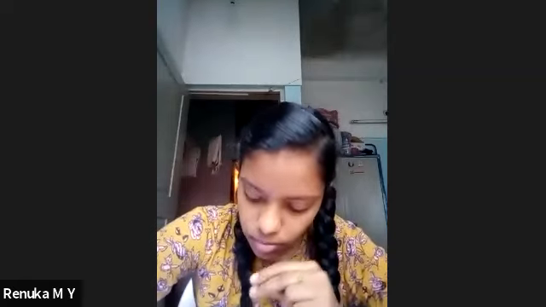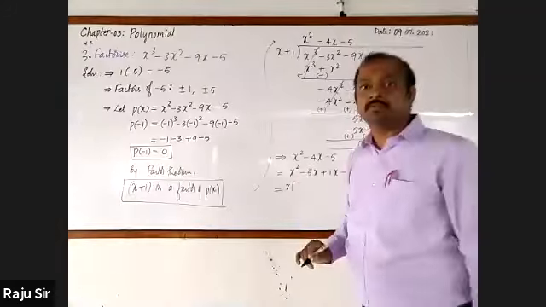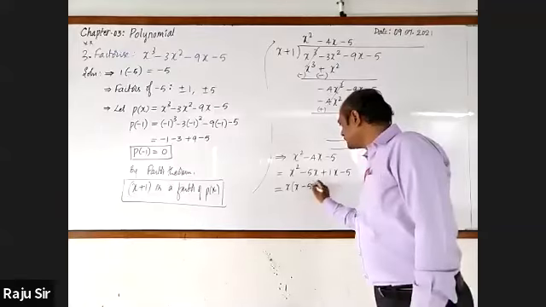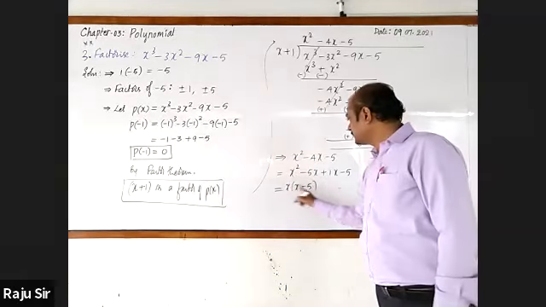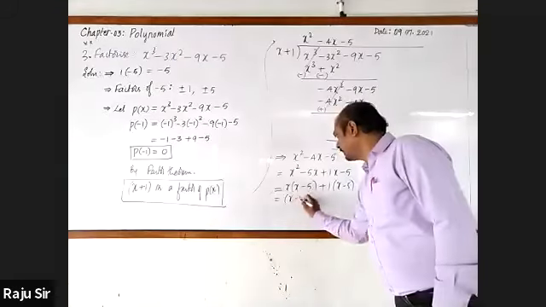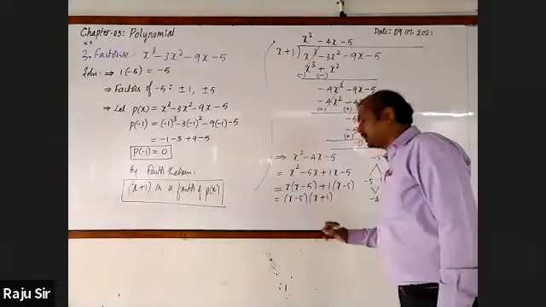Mohita, what is the common factor in the first two terms? X. X is the common factor. Remaining terms: x minus 5. That is x into x square, x into minus 5 is minus 5x. In the next two terms, 1 is the common factor. So it is x into x minus 5 plus 1 into x minus 5, which gives x minus 5 into x plus 1.